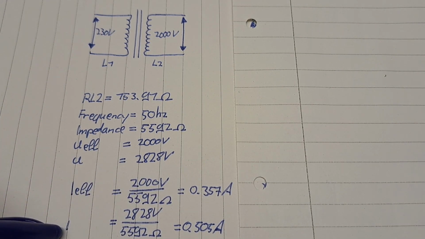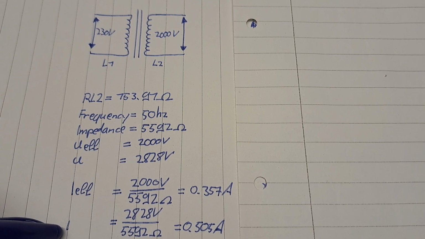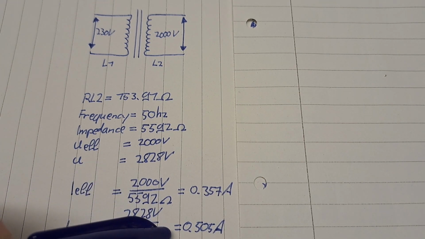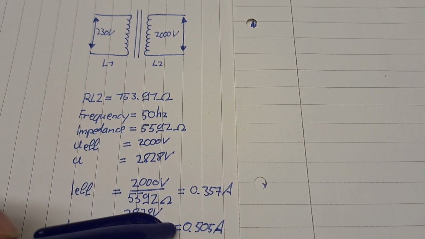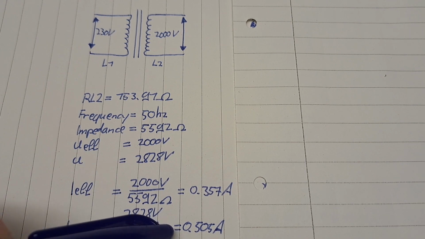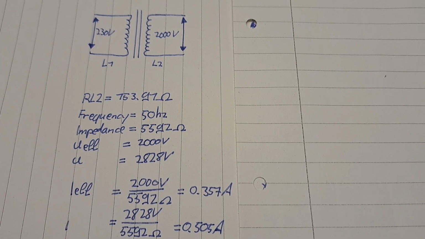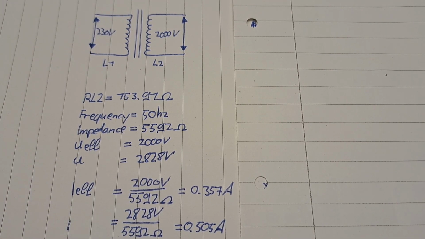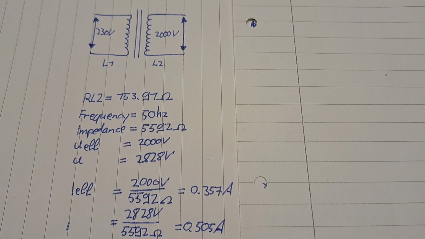And with the peak voltage, 2828 volts divided by 5592 ohms, it is 0.505 amps. So this is the current we get out of a microwave oven transformer without tuning. As you can see, the impedance or resistance of the secondary side is really high, around 5.5 kilo ohms. So we can't expect much current out of that.